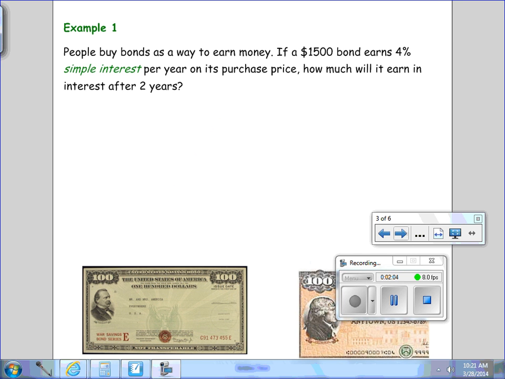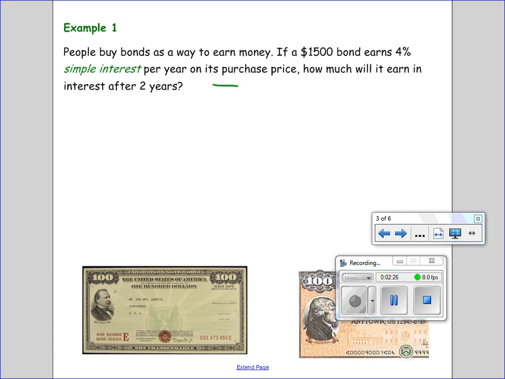So in our first example, people buy bonds as a way to earn money. If a $1,500 bond earns 4% simple interest per year on its purchase price, how much will it earn in interest after 2 years?